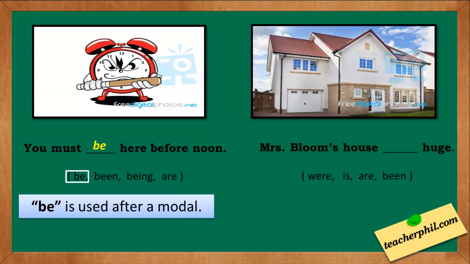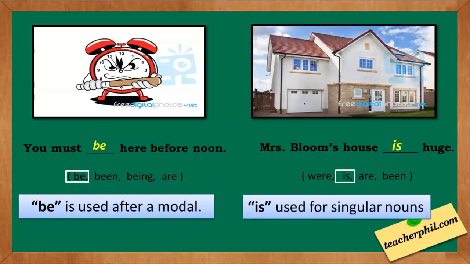The last one, Mrs. Bloom's house blank huge. Is it were, is, are, or been? The correct answer is is. Mrs. Bloom's house is huge. Is is used for singular nouns. In this case, Mrs. Bloom's house.